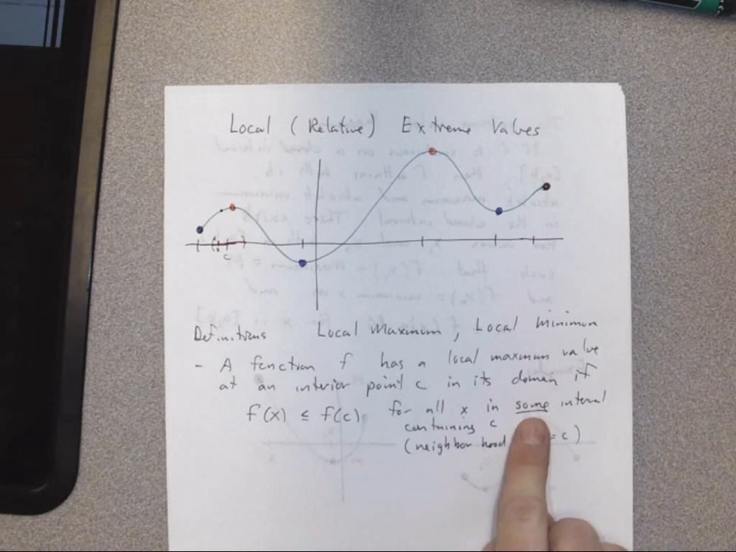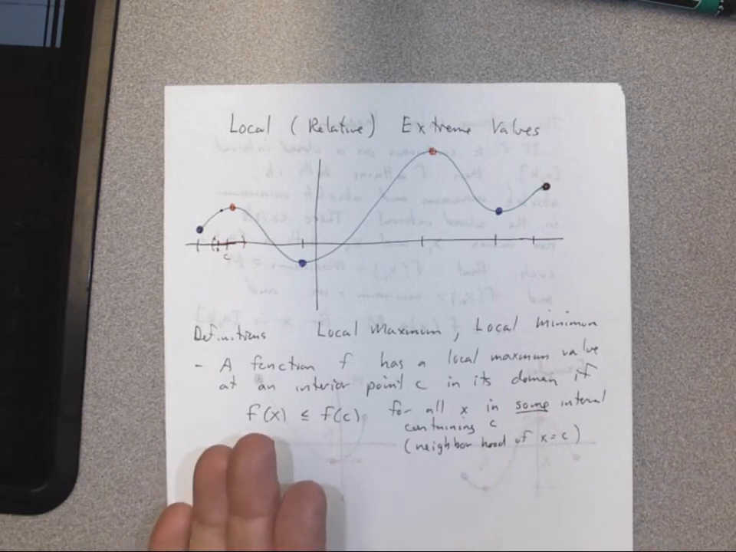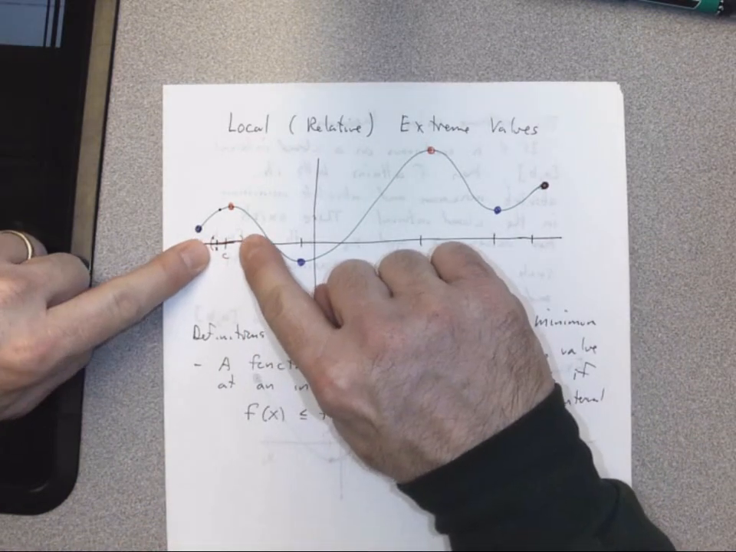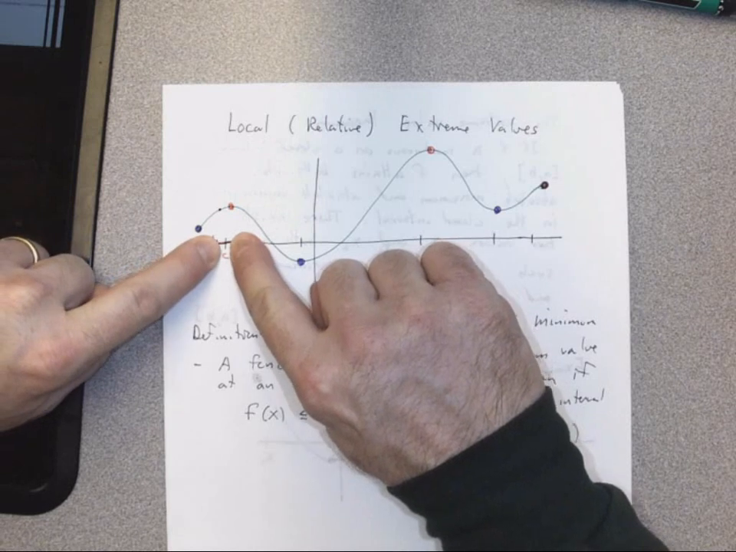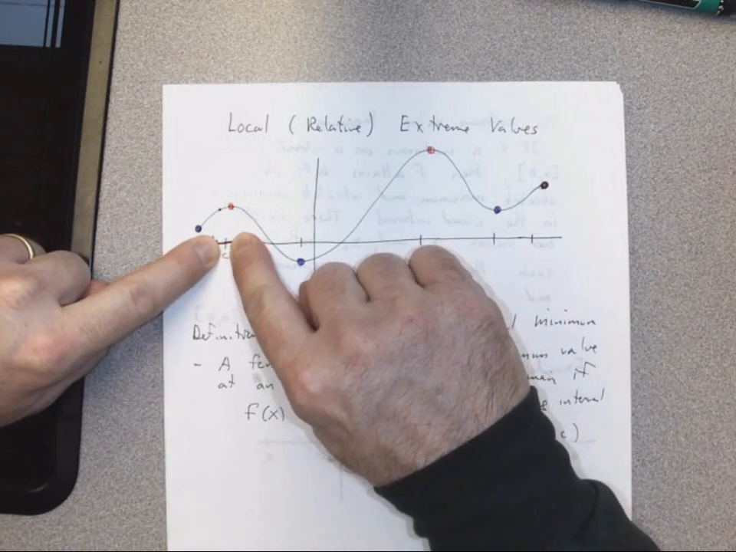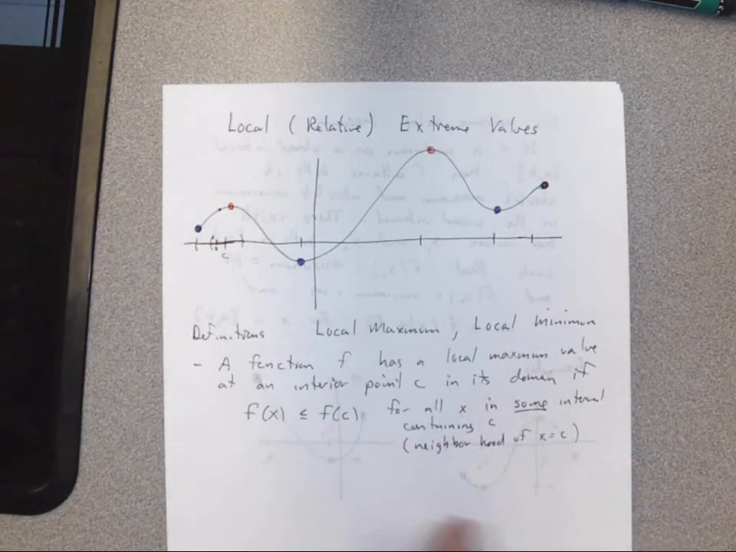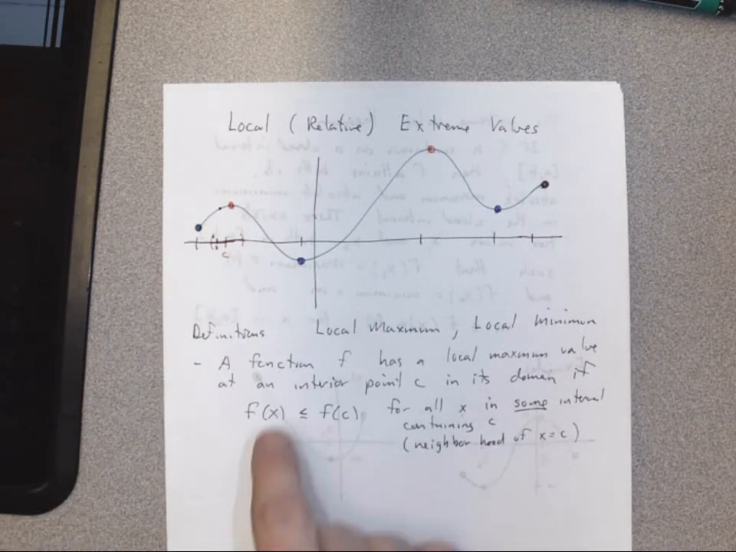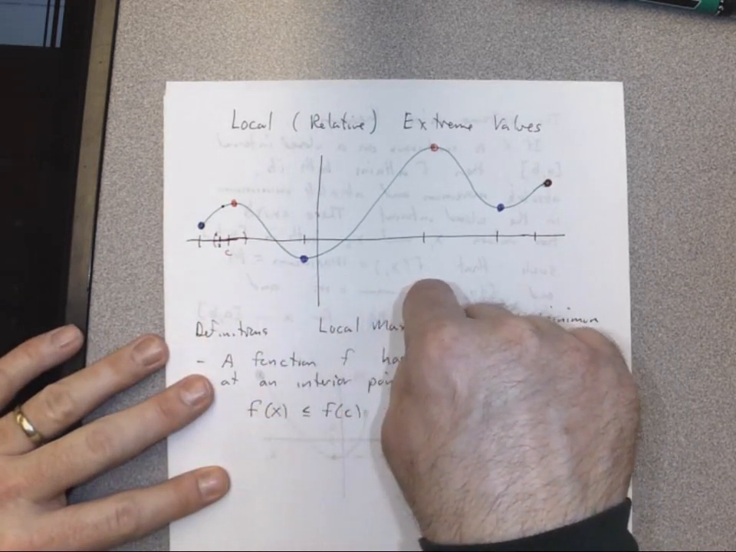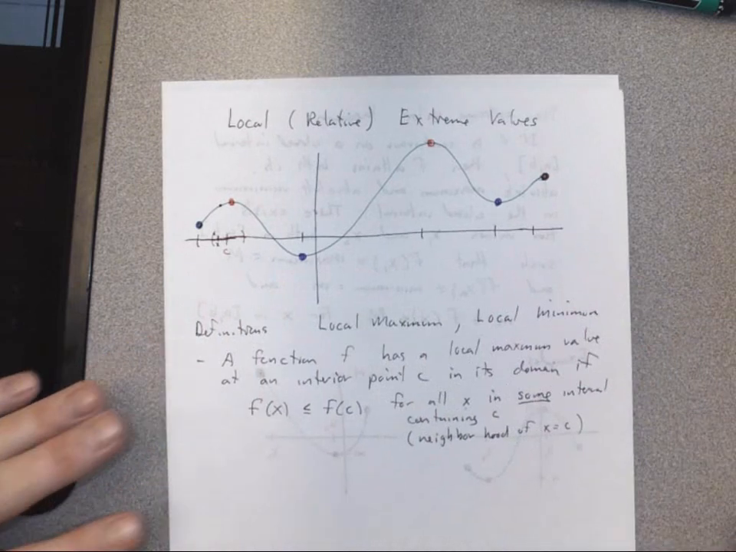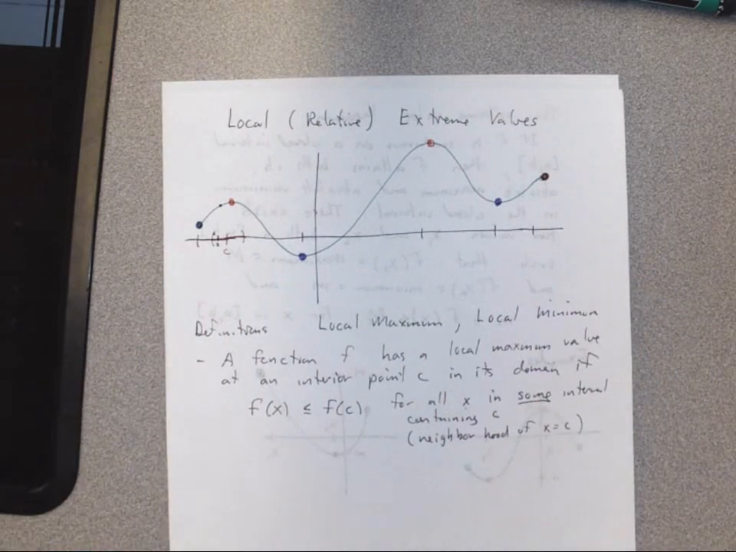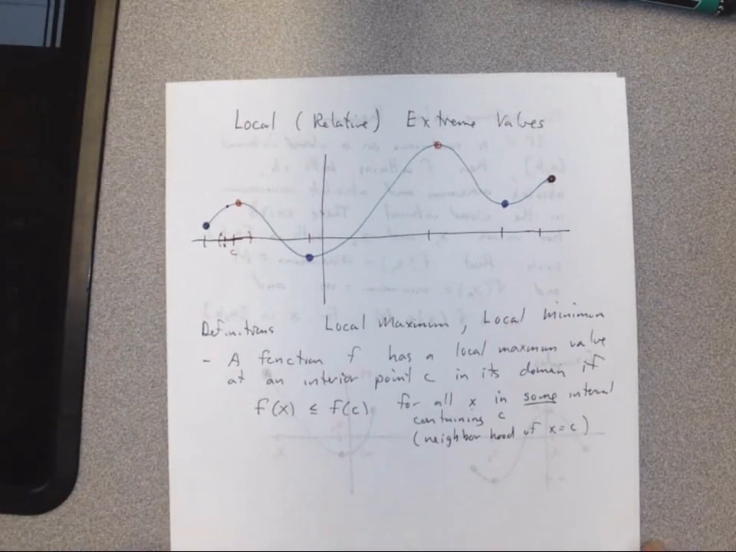So what I mean by some, again, is that there exists at least one open interval. And sometimes you have to make your open interval really tiny, really tight, but it just has to exist: some open interval where all the points are below that particular point. You could have a curve that's wiggling back and forth really tightly, and all those tiny little things are going to be local extreme values at their crests and troughs.